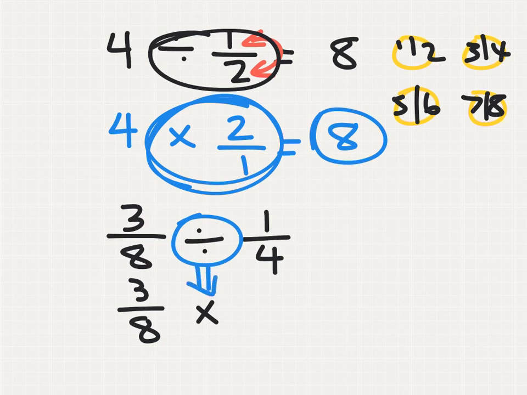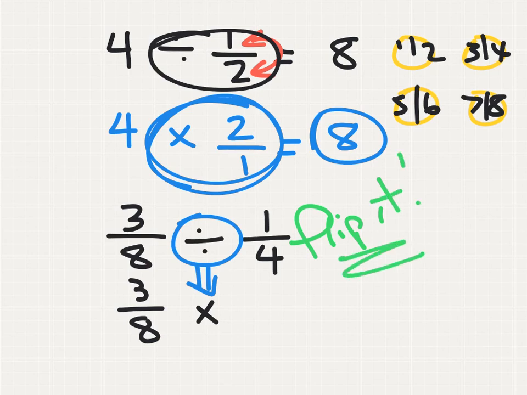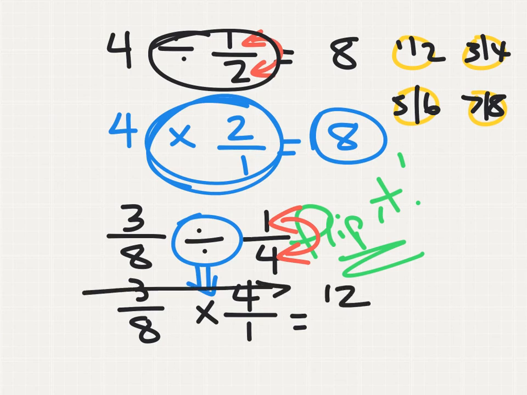In order to do that, we need to flip it. We need to flip the divisor, the second fraction, to its reciprocal. This way, I can arrive at the exact same solution by doing the easier operation of multiplication. I multiply straight across.